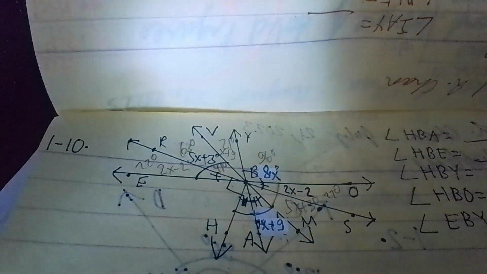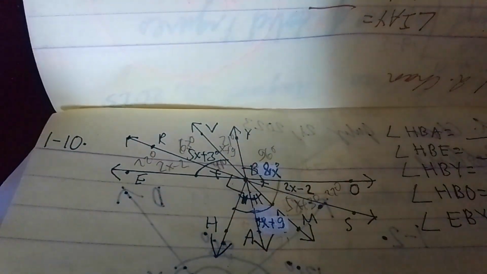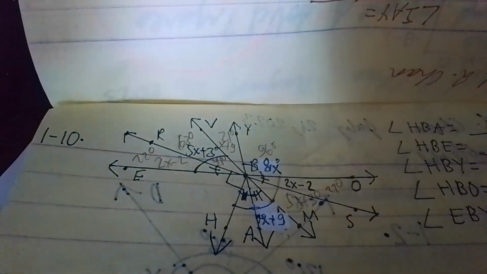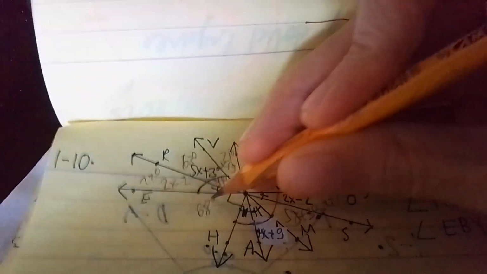Now, if you want to get the measure of angle HBE, you should do 90 minus 22. And 90 minus 22 gives you 68. So this should be 68 degrees. Alright?